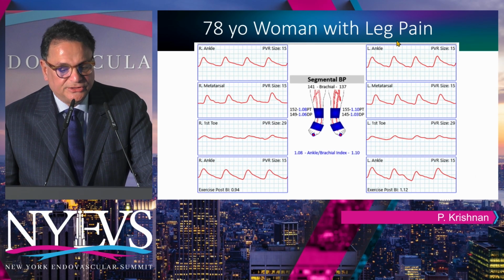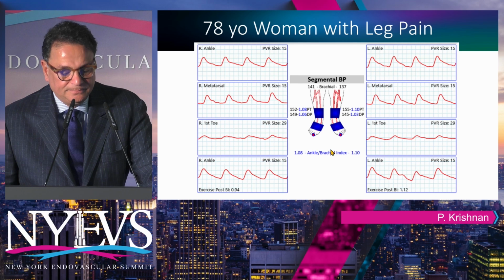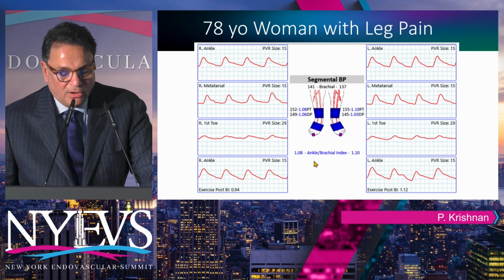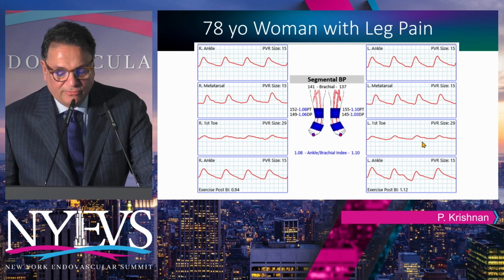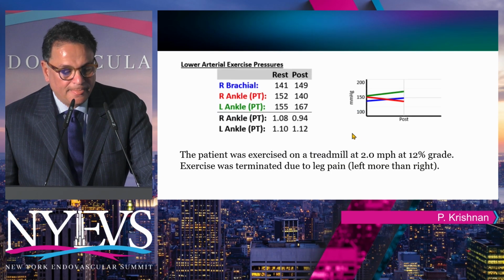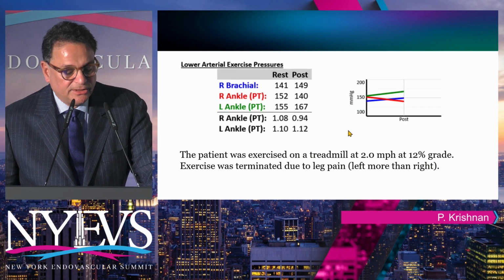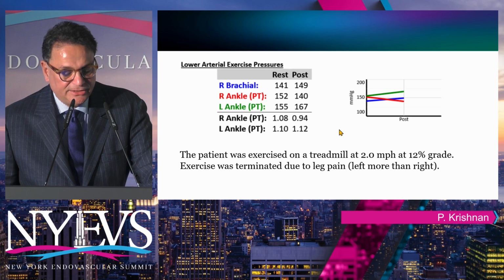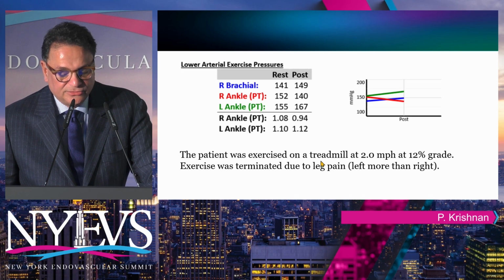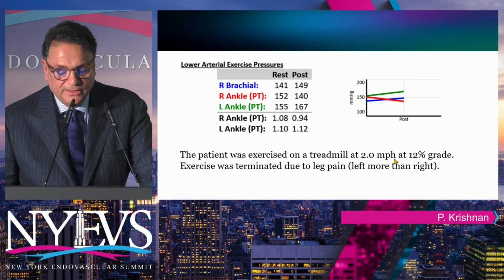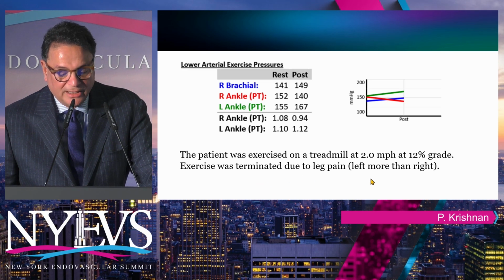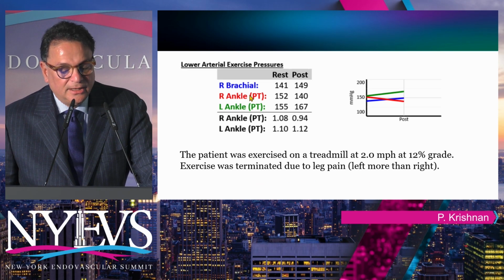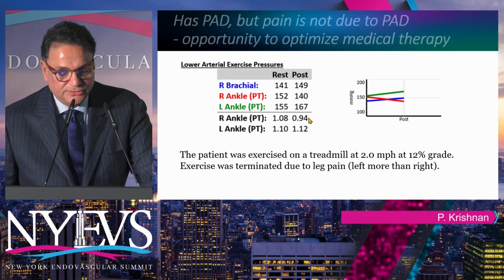So let's go to another patient, a 78-year-old patient with leg pain. You can see the resting ABIs are 1.08 and 1.10, and the waveforms are relatively normal. Because of the risk factors, you decide to exercise the patient. The patient exercised on the treadmill at 2 miles an hour at 12% grade, and was terminated due to leg pain, left more than right. So this is rest, and this is post.